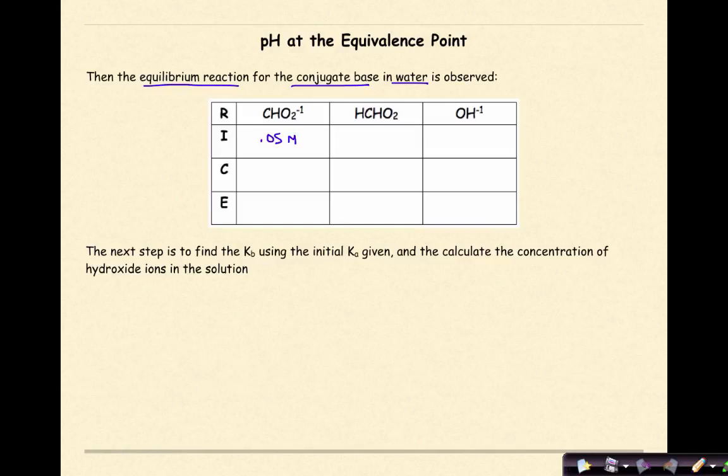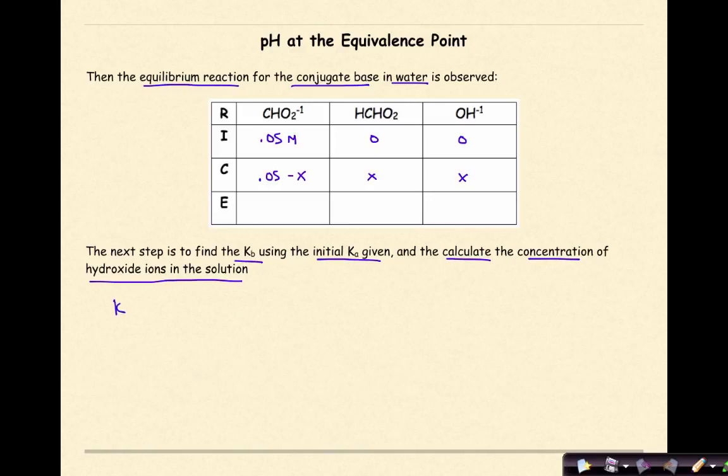And at the very beginning, we don't have any of our acid or any hydroxide ions produced. Then we're going to do 0.05 minus X, plus X, and then we're going to take it to the next step. So the next step is to find the Kb using the initial Ka given, and then calculate the concentration of the hydroxide ions in the solution.